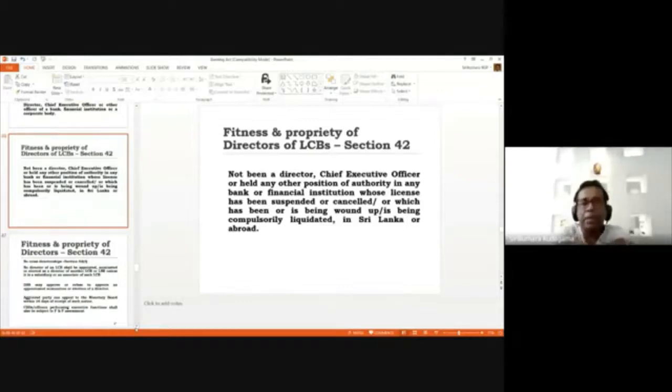Therefore, any person who held positions of authority in a bank or finance company whose license has been cancelled or suspended, that kind of person is not a fit and proper person to be a bank director. Now, this is a serious thing.